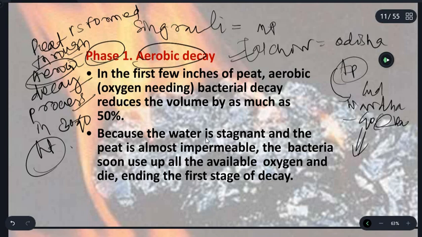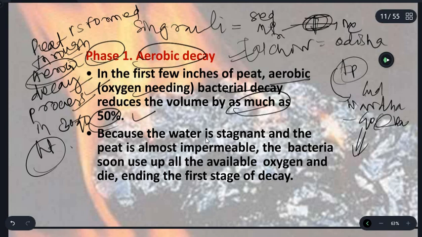Okay? In the first few inches of the peat, aerobic, that means oxygen included, bacterial decay reduces the volume by as much as 50%. Okay? Due to bacterial activity, suppose this is the depth and this amount of sediment is deposited; due to the aerobic activity, the volume reduces. Okay, this depth reduces, because water is stagnant and the peat is almost impermeable.